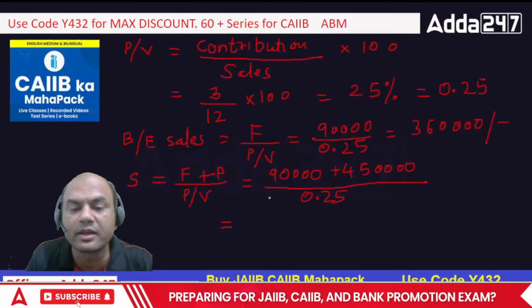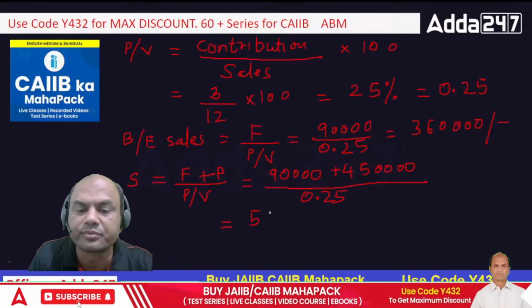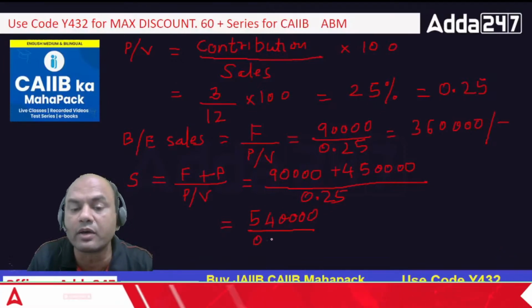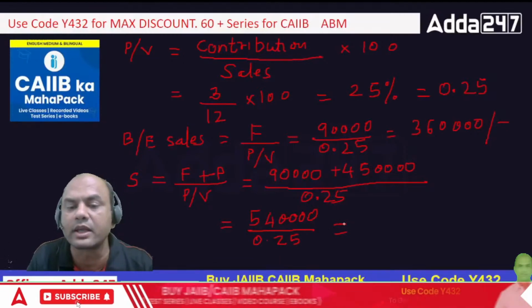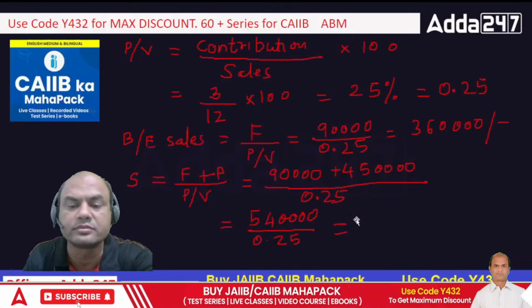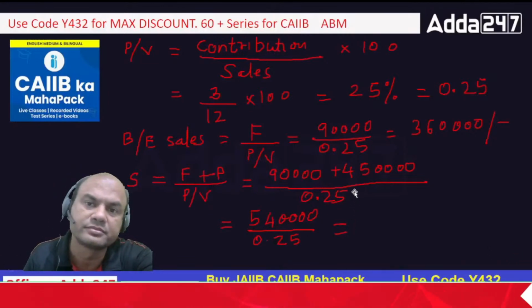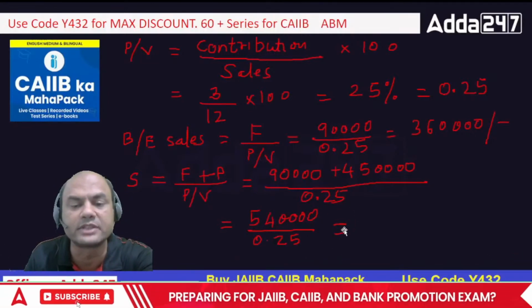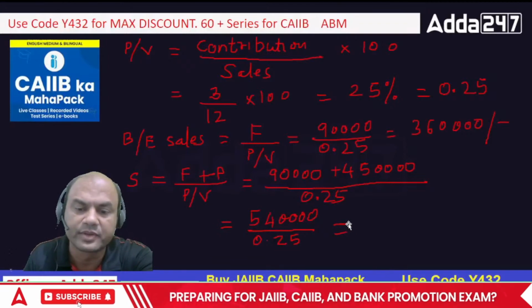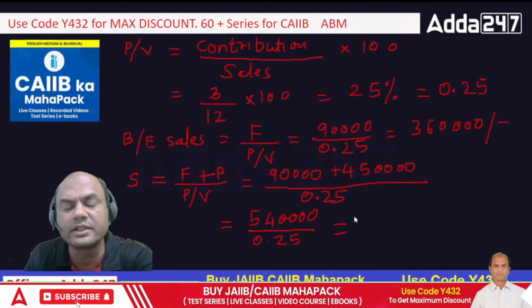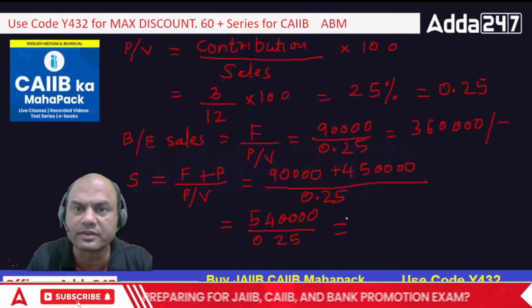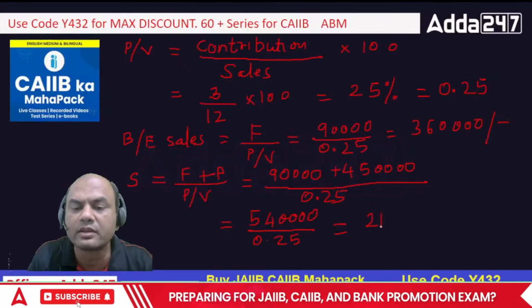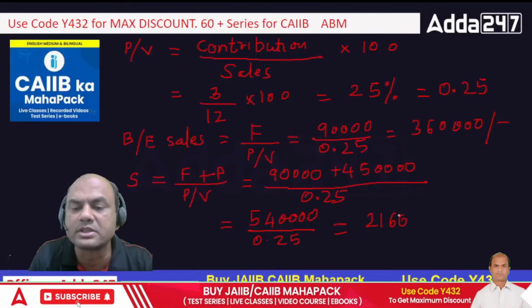So what is the answer I am getting? 540 upon 0.25. Do the calculations now, everyone. Let me see what calculations you are getting. I'll do it here myself also. Let's do it together. It is correct. What is the answer you're getting? Who's giving me the answer? Yeah, 21,60,000, right?